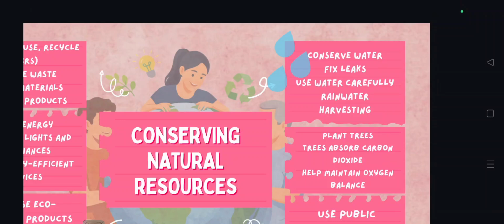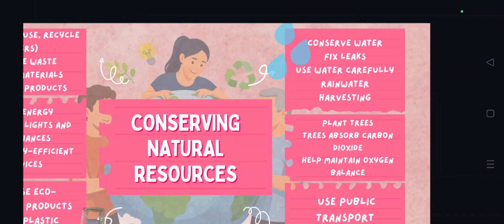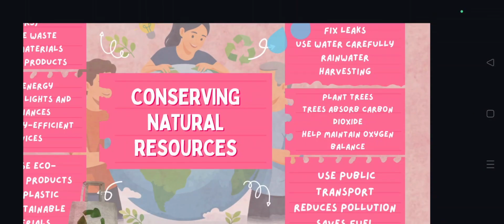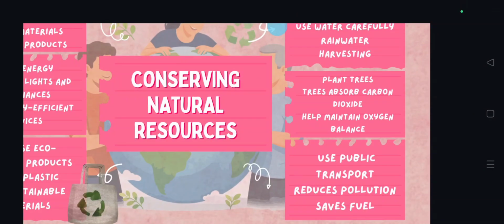Rainwater harvesting: when it rains, you can collect the rainwater in a bucket. You can use it to wash the floor, for mopping, for washing cars, etc. Planting trees, as we know, trees absorb carbon dioxide and they help maintain the oxygen balance.